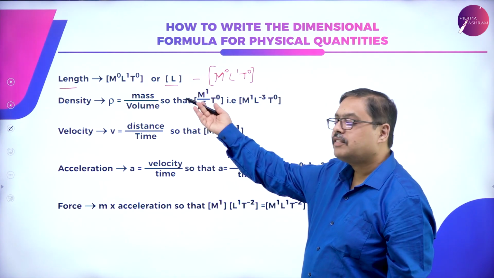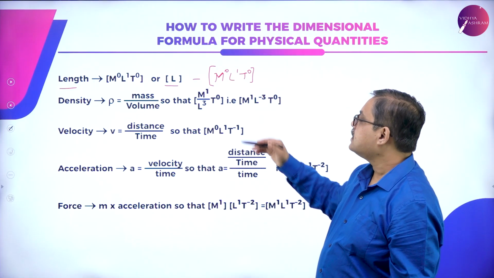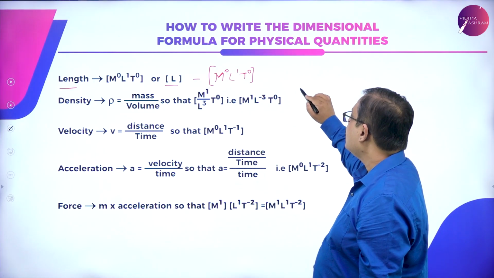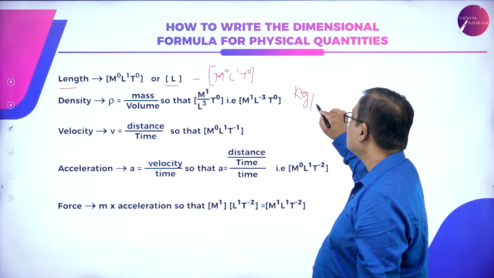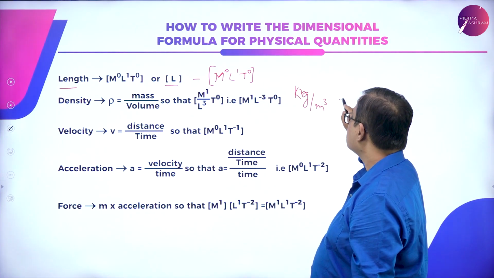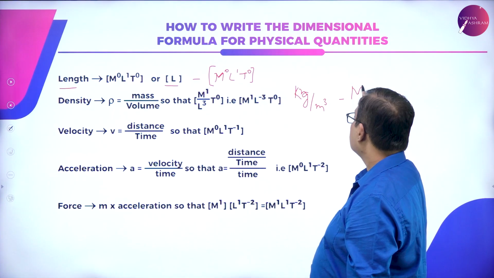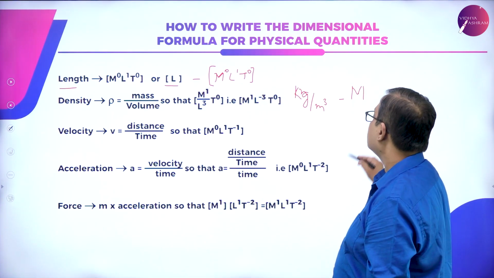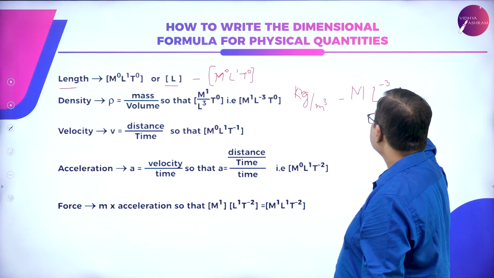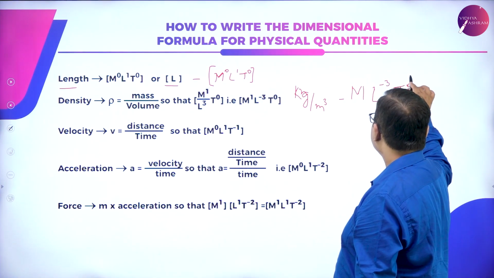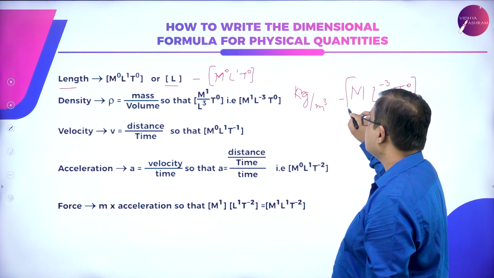Okay. Now let us have a look at density. For density, the unit is kg per meter cube, or mass by volume. So I can express this as 1 unit of mass and then 3 units of length in the negative direction, and there is no dimension of time, 0 dimension of time.